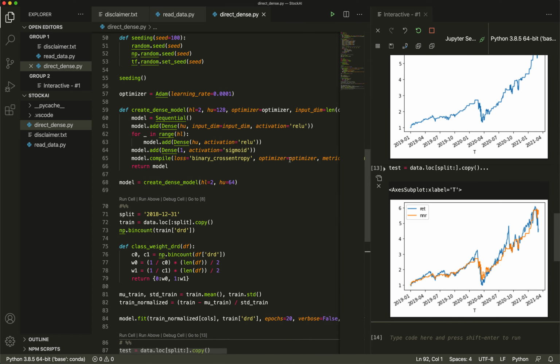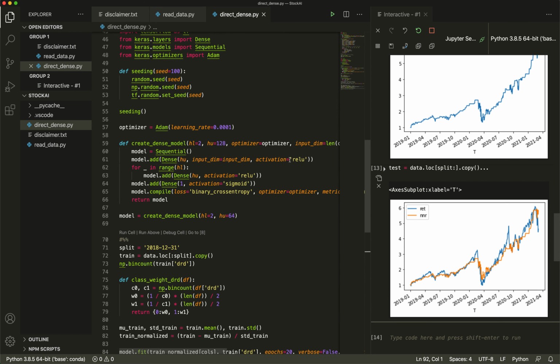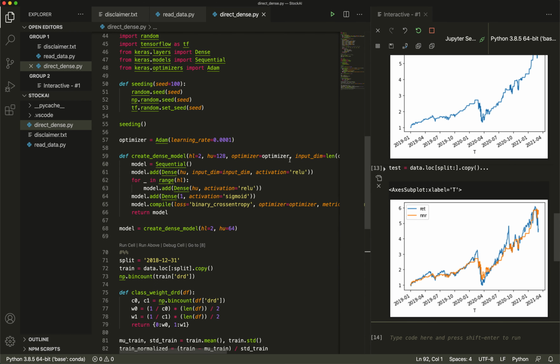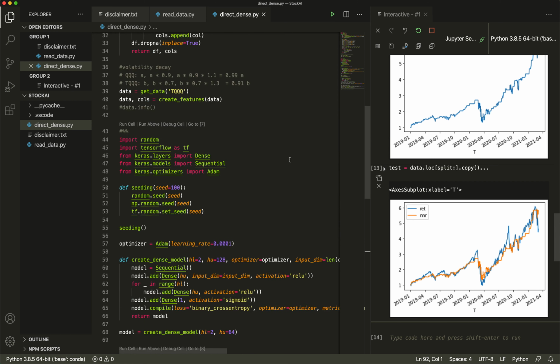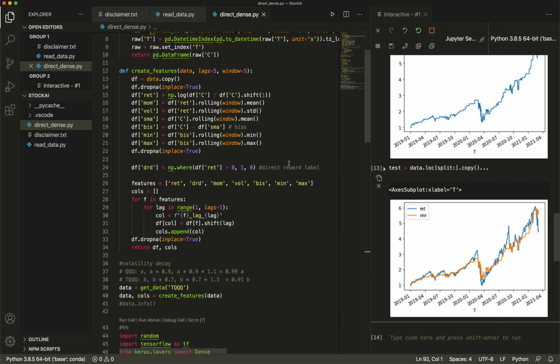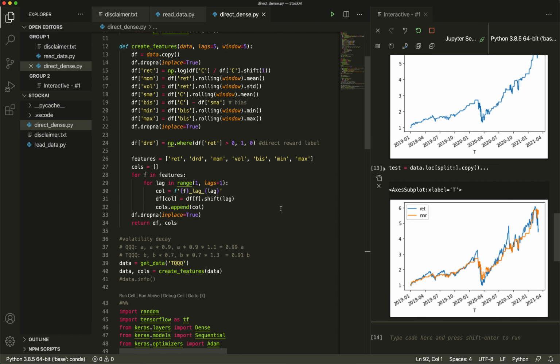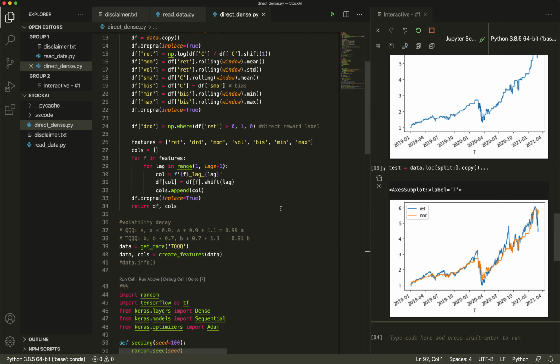Why do I say that? Because all you have to do is look at what's actually used as the label. The label was this DFDR, this line of code. If the return is larger than 0, then the label value is going to be 1. Otherwise, it's going to be 0.